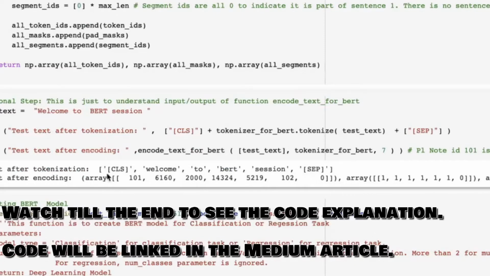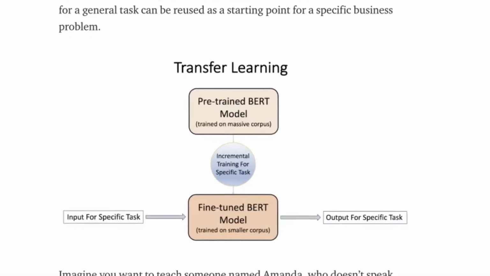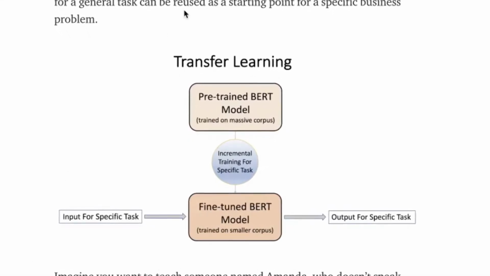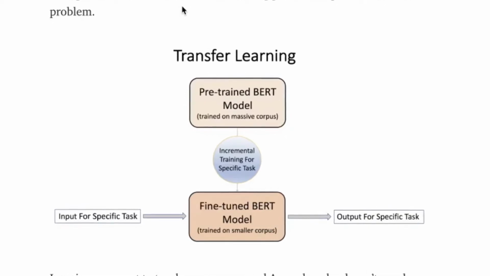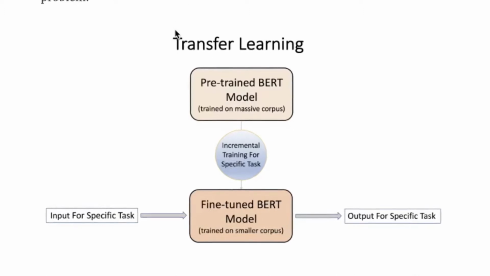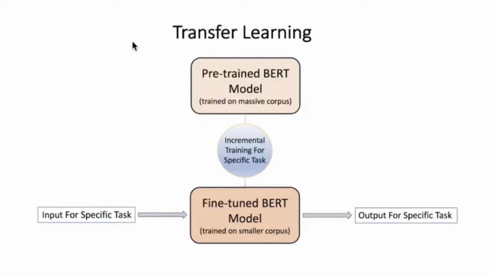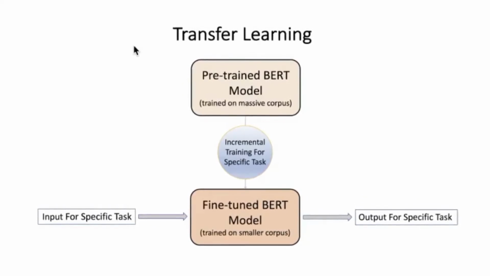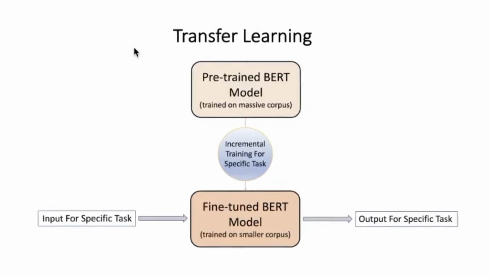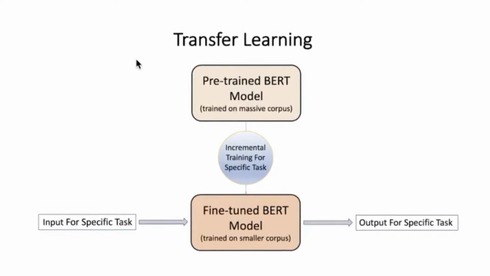To understand BERT, we need to understand a concept called transfer learning. So transfer learning is a process where a machine learning model developed for a general task can be reused as a starting point for a specific business problem. So what it means is that you don't have to do the heavy lifting for training on a huge corpus when you want to use it for your business application.